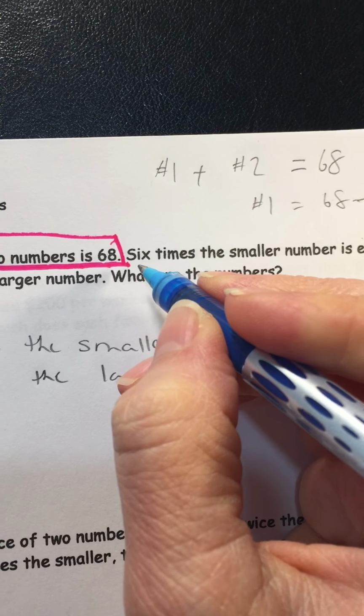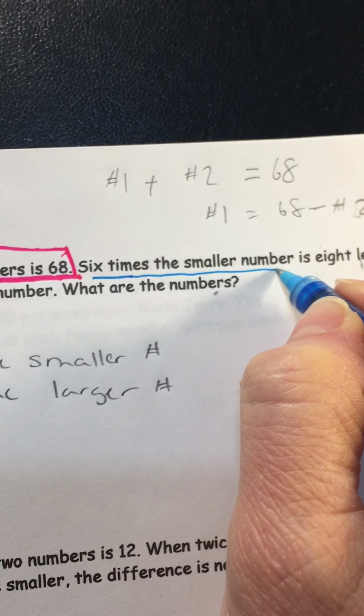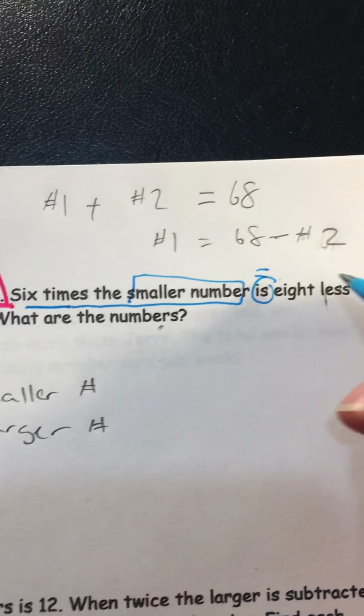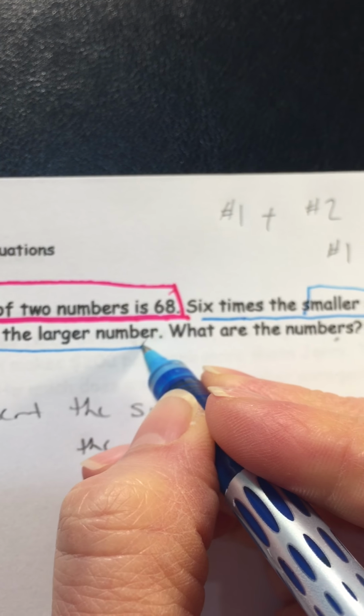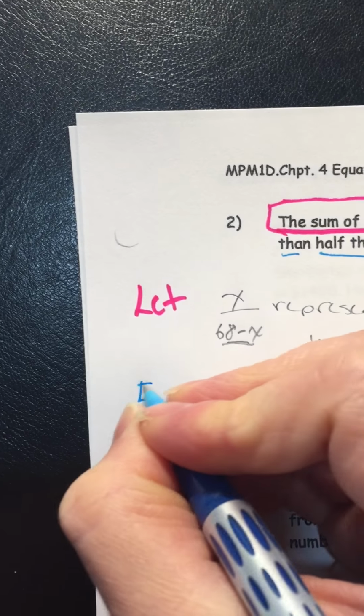So now we read on. It says 6 times the smaller number is, an equal sign, 8 less than half the larger number. So I'm highlighting this in blue because that's my equation.